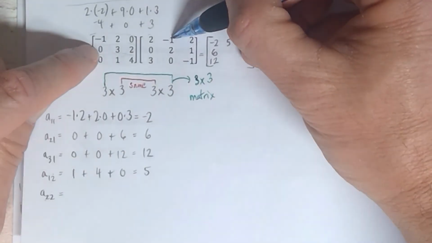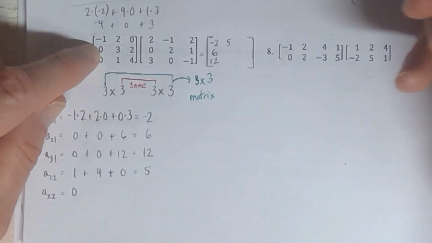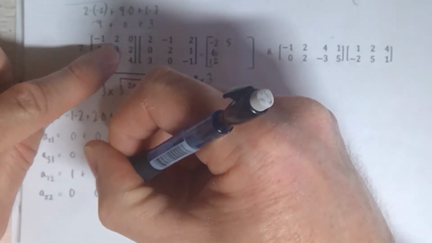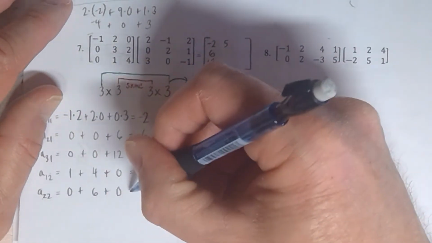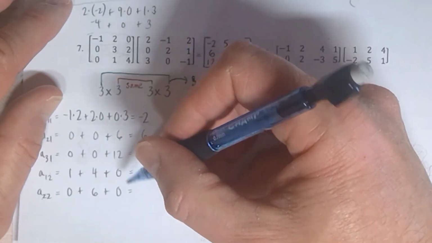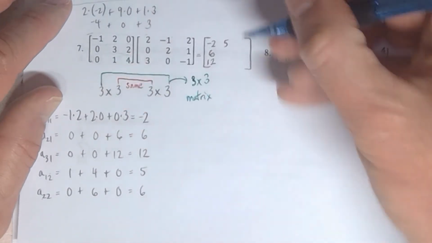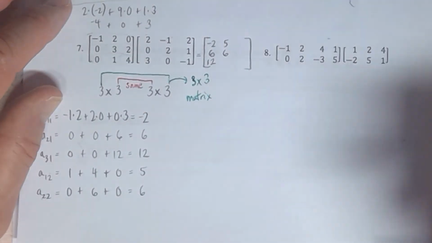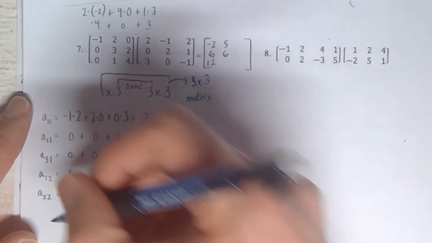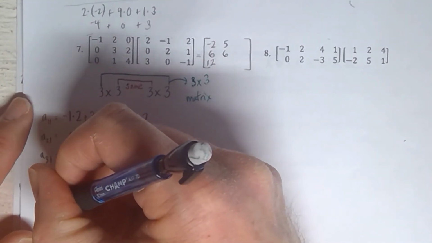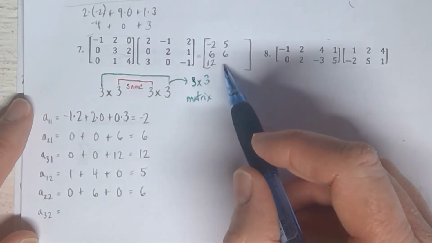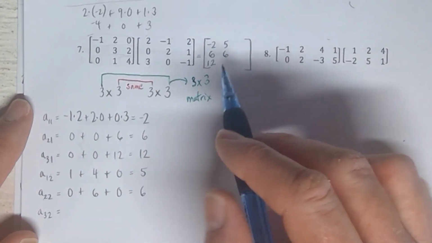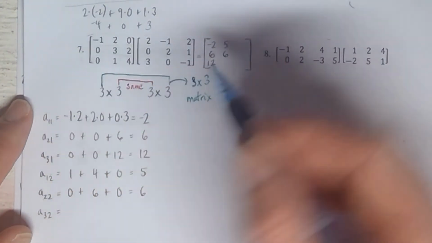We got 0 times -1 is 0. 3 times 2 is 6. 2 times 0 is 0. Final answer there is 6. Okay, we're about halfway there. The one underneath that is the third row in the second column. The next one underneath the second 6 right there. And so that means that we need to do the third row in the second column.